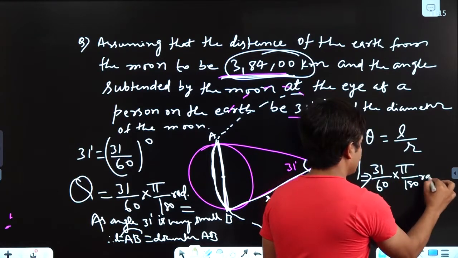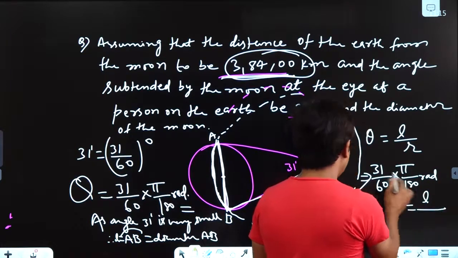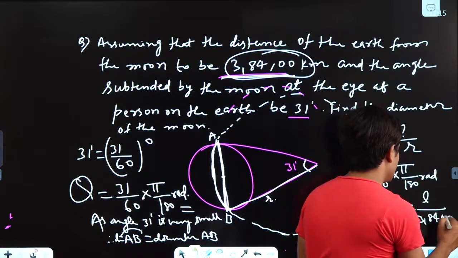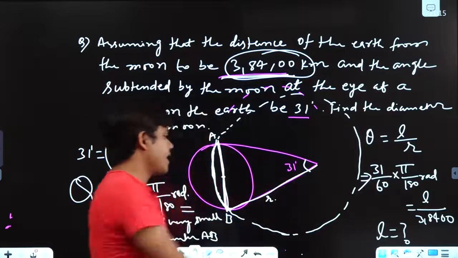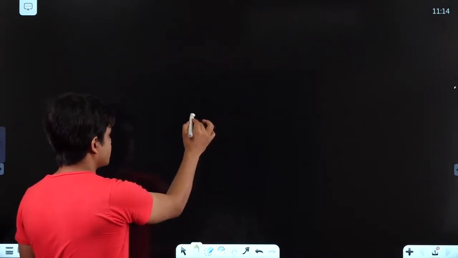Pi by 180 radian is equal to what? Our L, L upon what is our R? R is already given. So from here we can easily calculate our L, and that L is nothing but the diameter of the moon.